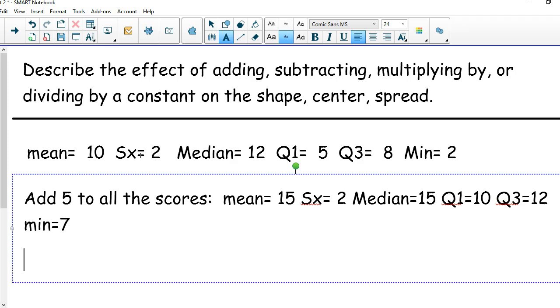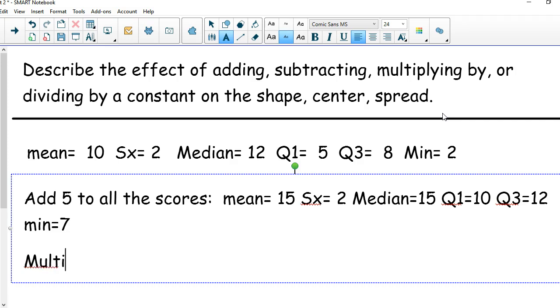Okay, make sure you understand, again, adding or subtracting numbers to data is not going to change the shape. It will change the center by going up by 5 because I added 5 here, but it's not going to change the spread. The data just moved up the number line by 5 spaces.